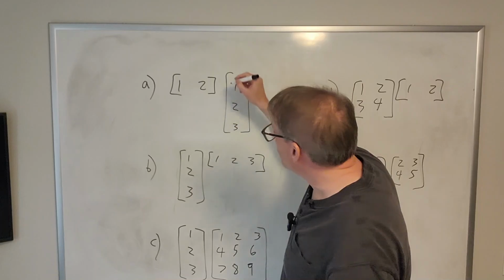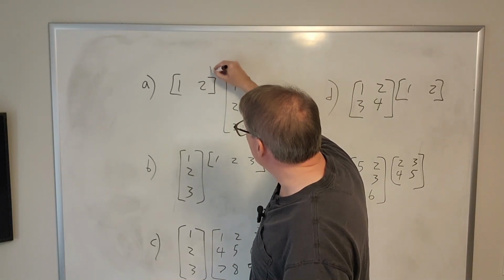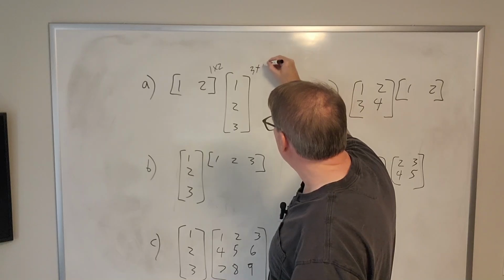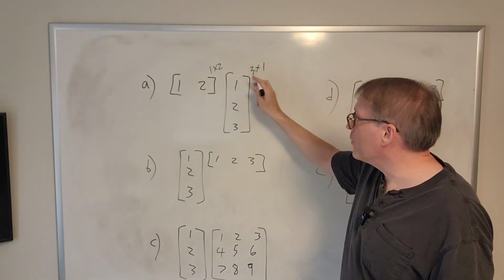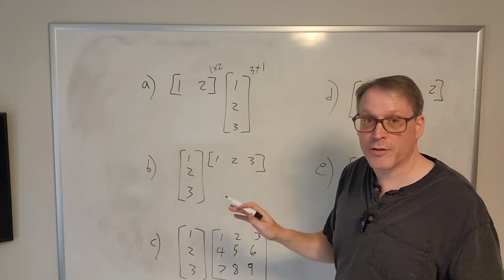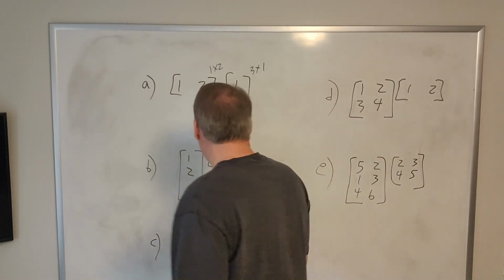All right. So, this is a, let's see, how many rows? 1 row. How many columns? 2. And this is a 3 row by 1 column. No, impossible, because these two numbers do not match. This does not have the same number of columns as this has rows. Impossible. Can't do it.